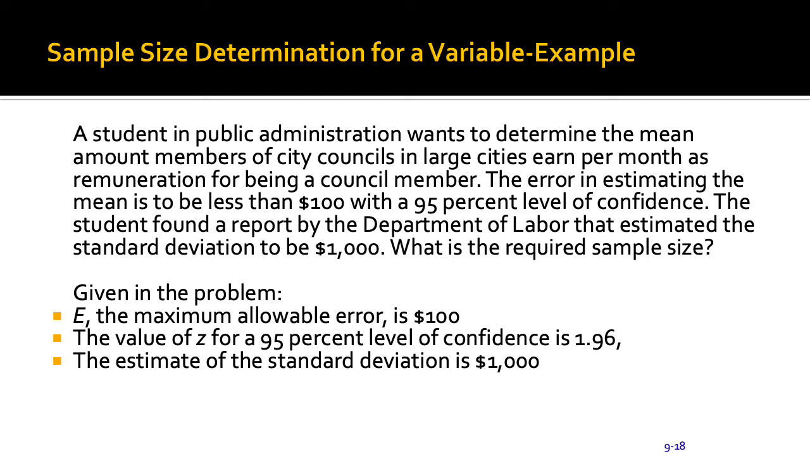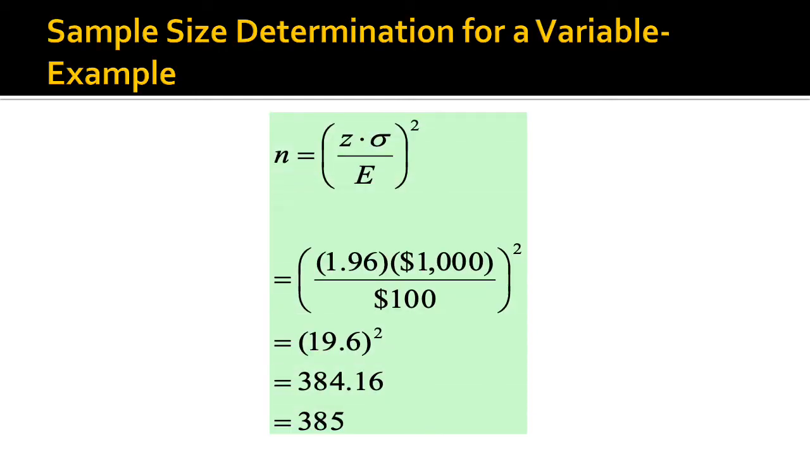Well, let's check it out. We know that maximum allowable error is going to be $100. The z statistic for 95% level of confidence is 1.96, and the estimate of the standard deviation is 1,000. So we find that once we plug everything into our equation, we need a sample size of 384.16. Now, of course, you can't have 0.16 individuals, therefore we always round these up to the next highest value.